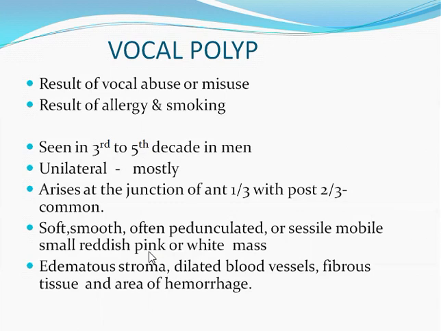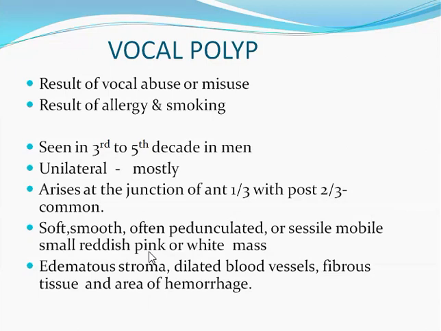Here, the most important feature is that it is unilateral. As you know, vocal nodules are always bilateral; this is mostly unilateral. Sometimes you may see two polyps on a single vocal cord, one polyp in one position and another in another position. But mostly the polyp arises at the junction of the anterior one-third with the posterior two-thirds of the true vocal cord. It occurs on the true vocal cord, but it is unilateral.